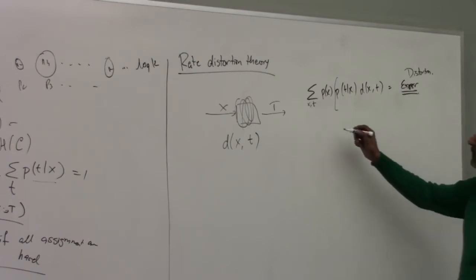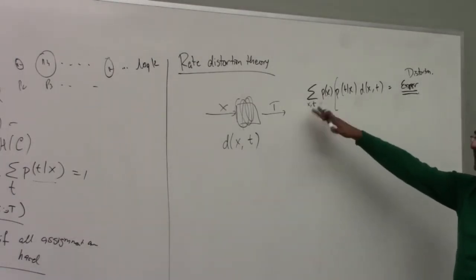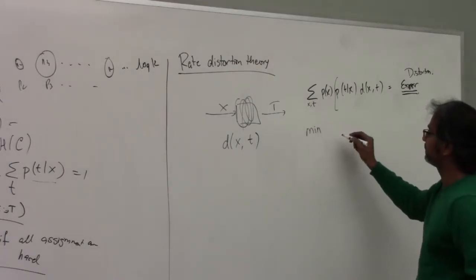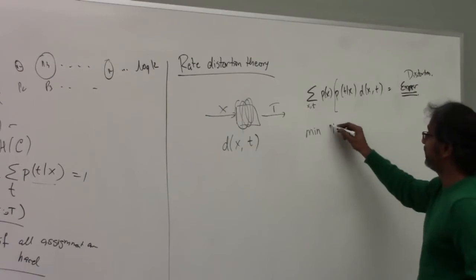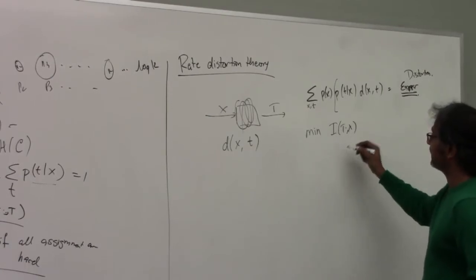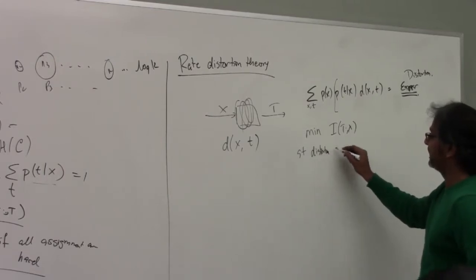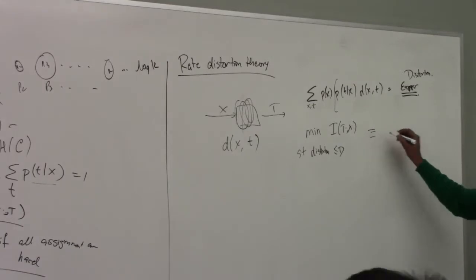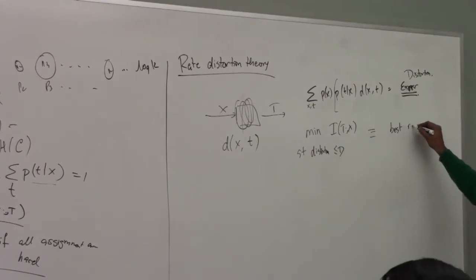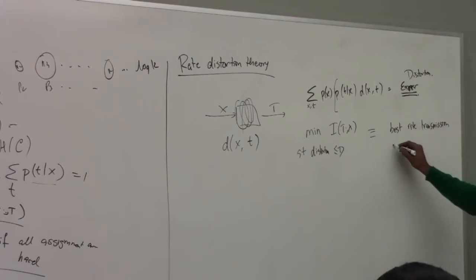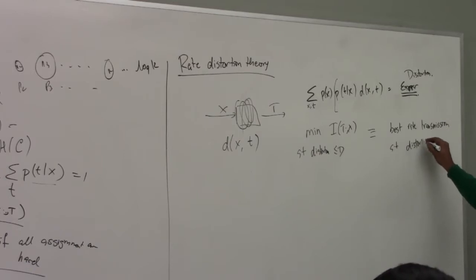In other words, if you say I want to find the best way to communicate X to T, you can think of it this way, that the goal is to minimize that quantity, I(X;T), such that the distortion is less than or equal to D. This is equal to the best rate, such that distortion is equal to D.